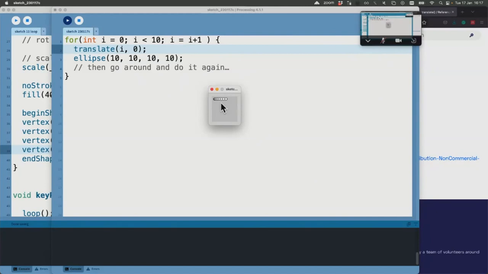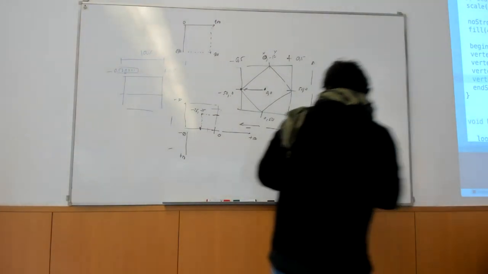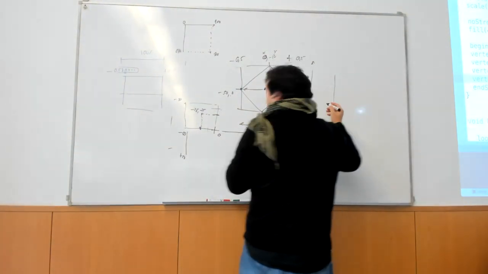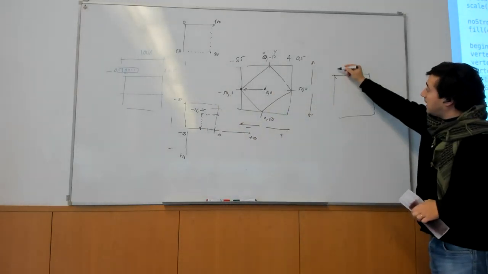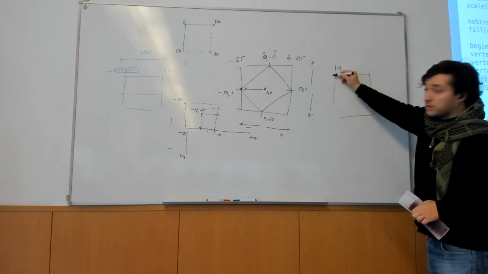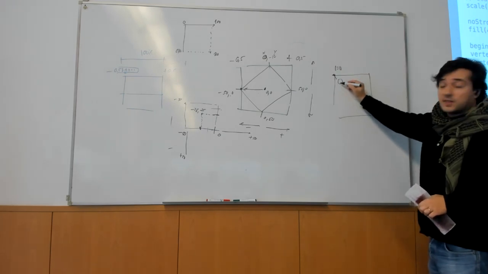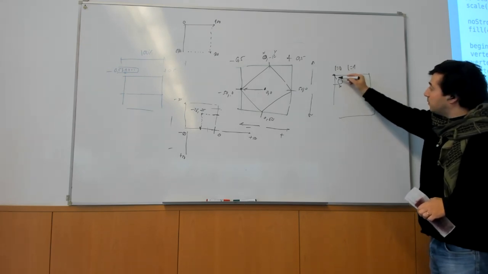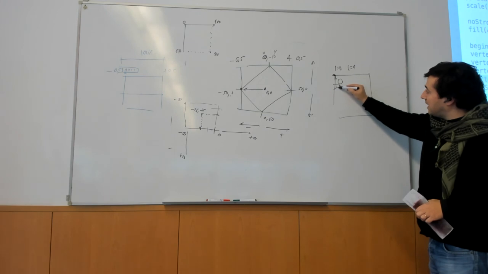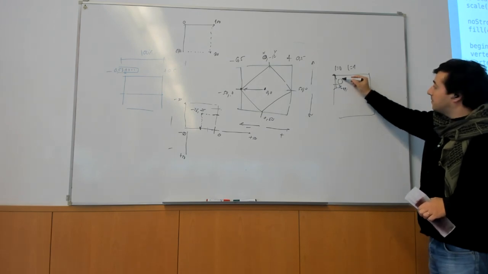Translate moves the origin. So, it starts with the origin 0. And now there's something wrong with it. Notice that it looks like it's speeding up. It's going faster. So because it's the I equals 1, so in the I equals 0, the 0 is over here. So the ellipse is over there in 10. So when the I equals 1, it moves the origin to the right, so the 10 gets to 11.